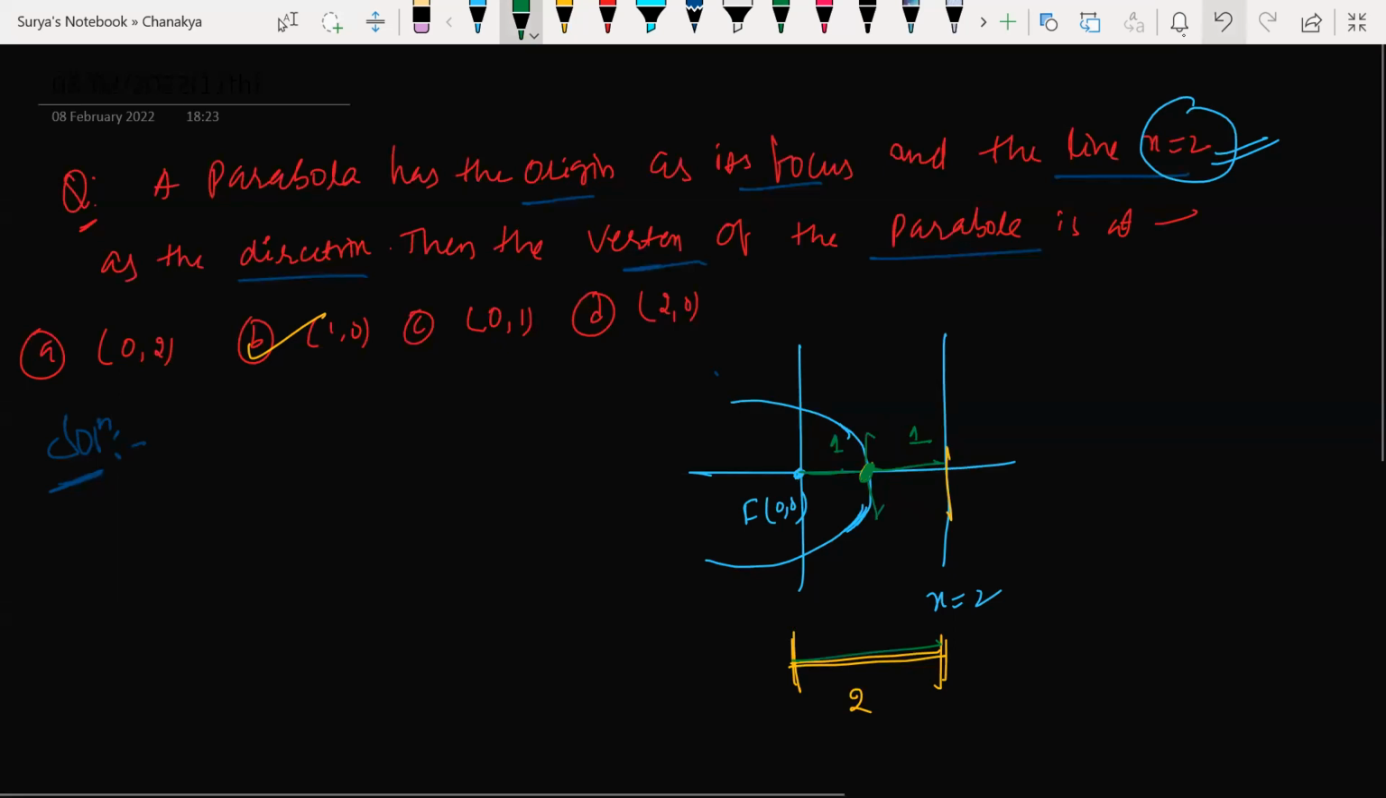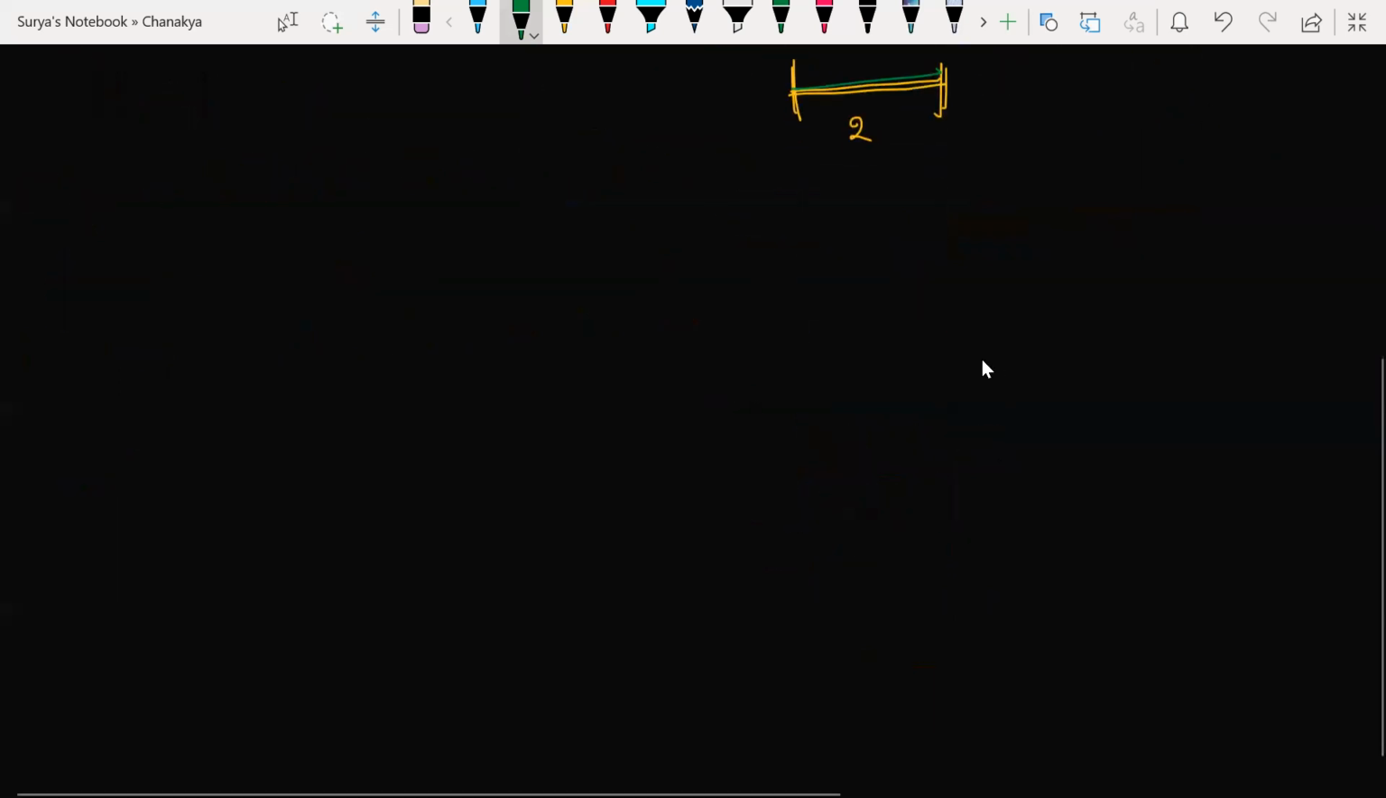All right. The total length is 2 units. The vertex would be exactly in the middle. So it would have the vertex (1, 0). Okay, people, vertex is equal to what? (1, 0). Hope it is clear. Okay, next. Hope it is clear. Very good question. Next.